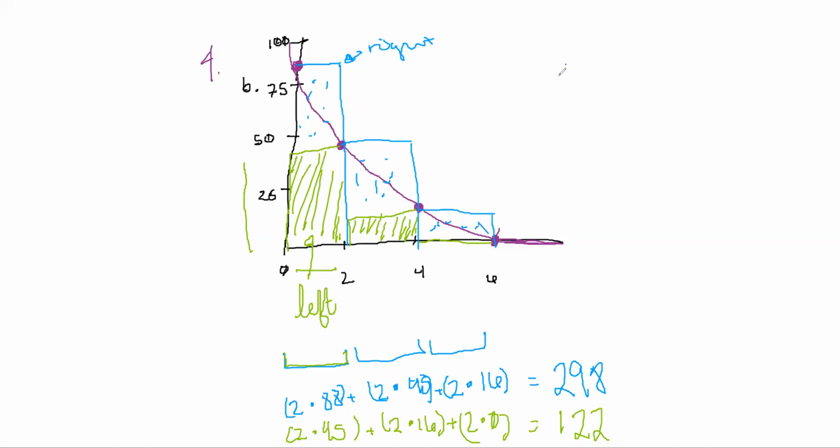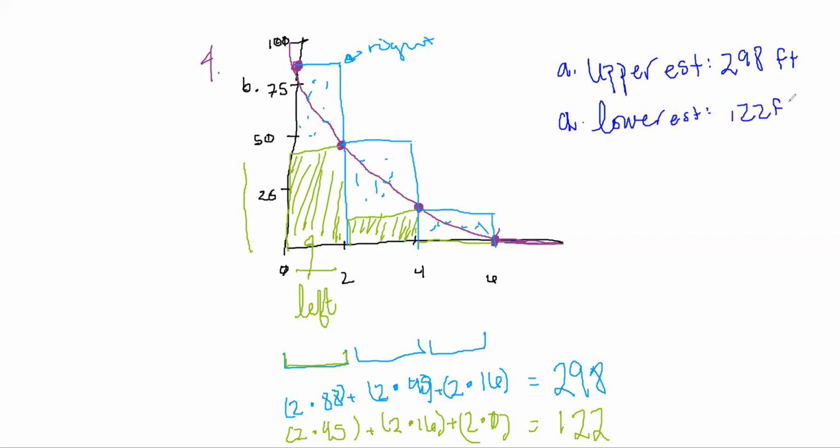Part A is asking for the upper estimate, and that's going to be 298 feet. And then A is also asking for the lower estimate. And so that's going to be 122 feet. So we know we're going to go somewhere between 122 feet and 298 feet when we hit the break within 6 seconds. So, yeah.